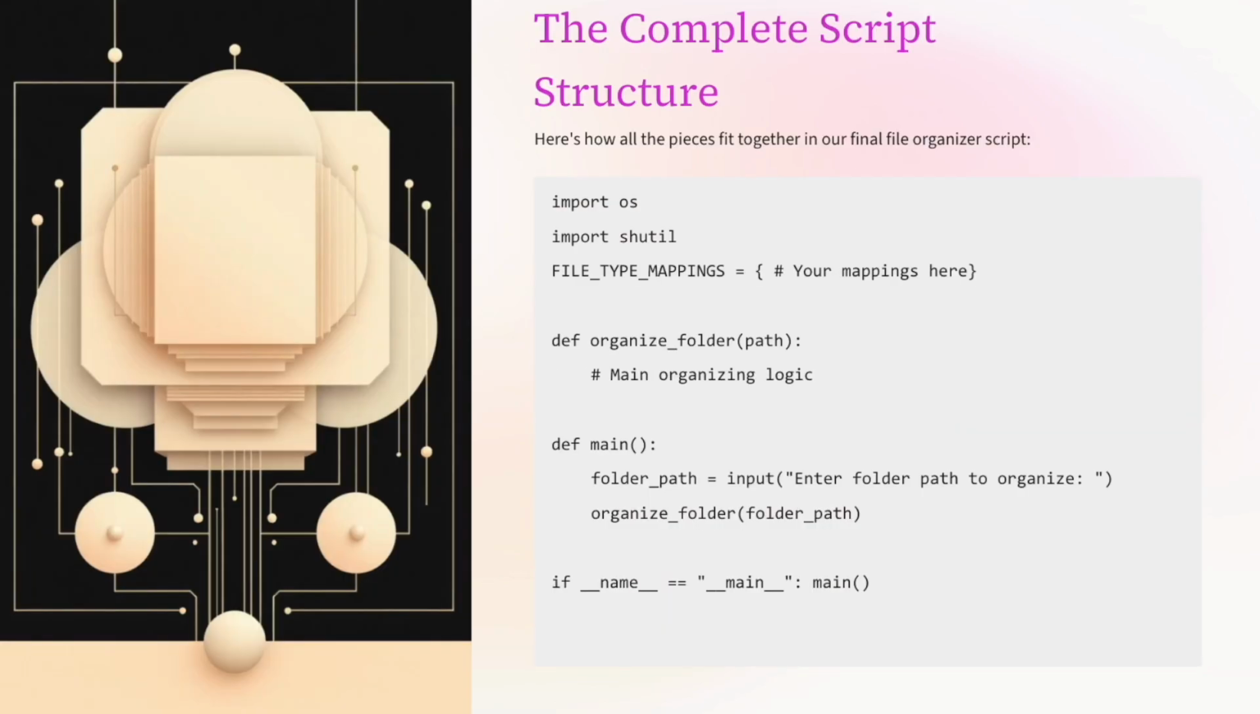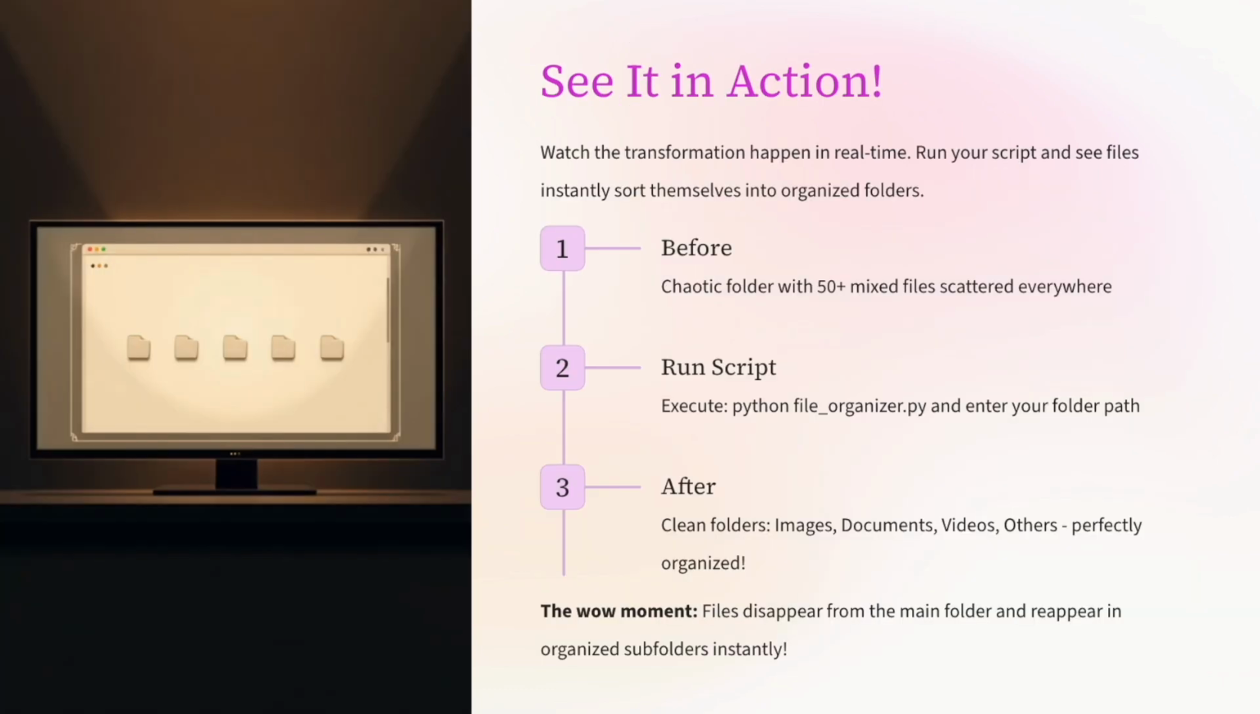Let's put it all together. Let's imagine you've assembled the full script. You run it from your terminal and give it the path to your chaotic folder. The slide you're looking at now shows the result. In seconds, the script scans every file, creates the necessary subfolders like images, documents, and videos, and moves everything into its proper home. The Others folder catches anything you didn't plan for. It's that fast, that simple, and that powerful.